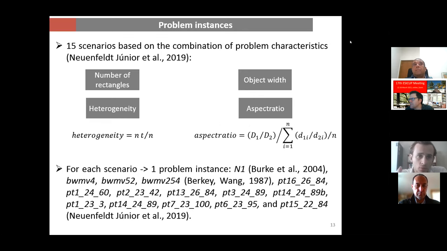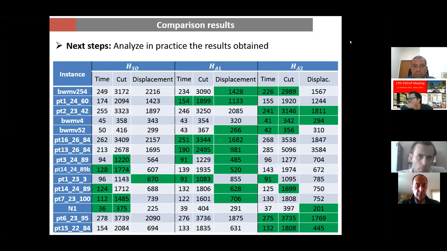As the problem instances, a total of 15 scenarios were created based on the combinations of problem characteristics such as number of rectangles, object width, heterogeneity, aspect ratio, to better organize the problem instances. For each scenario, we selected one problem instance from the literature. These are small problem instances, no more than 20 to 25 rectangles, because obtaining the optimal solution was a prerequisite for us. And with these problem instances, we obtained the first comparison results.